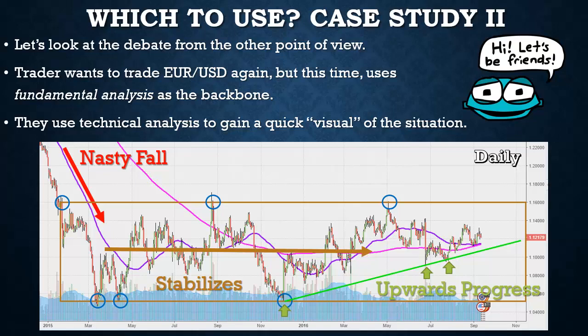Now the roles have flipped. This is kind of like the headlines for the fundamental trader. Technical analysis are just like headlines. They're looking at the headline, gaining a quick visual, getting updated on what may or may not be going on, and they're just doing their headline reading. So again, like I said, they see a nasty fall. Okay, the price seems to have stabilized, and now near term, some upward progress is going on. And there you go. They just read the headline. They now have a visual of the situation.